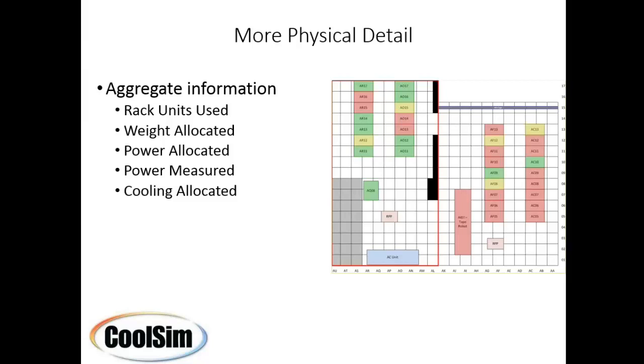You can look at either just the element of, say, temperature or humidity or power or weight or space, or you can get a compound that says, show me the worst case of any of those. And that's what this particular view is, because most of those cabinets that are red are completely full. I've got it defined so that when you're 90% full, you turn it red, and when you're 80% full, you turn it yellow. So that's what those different colors are.